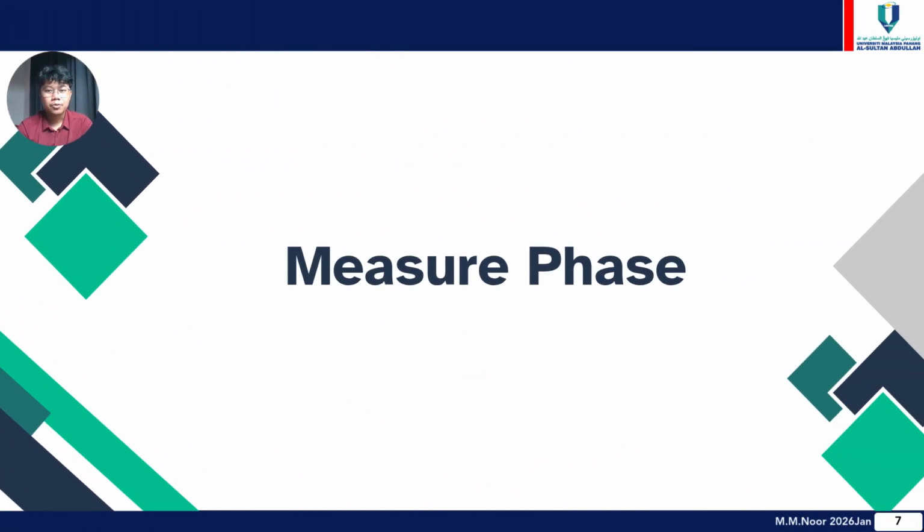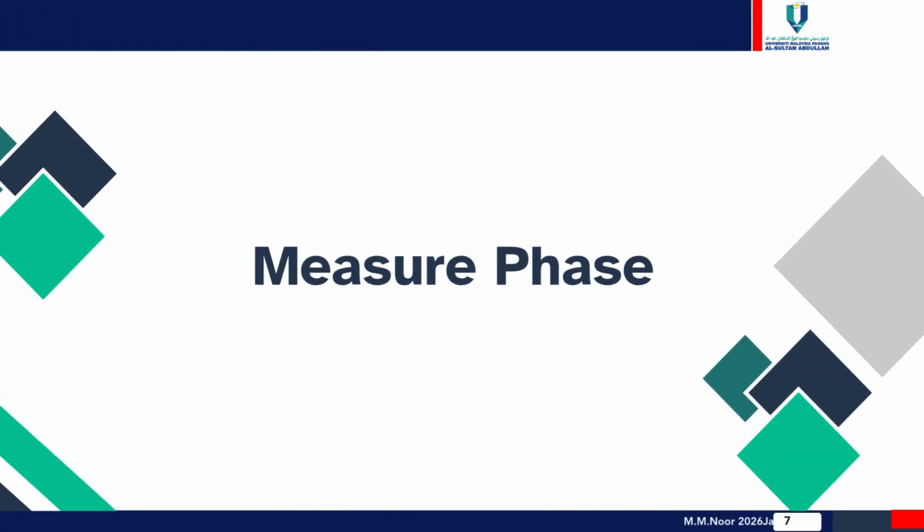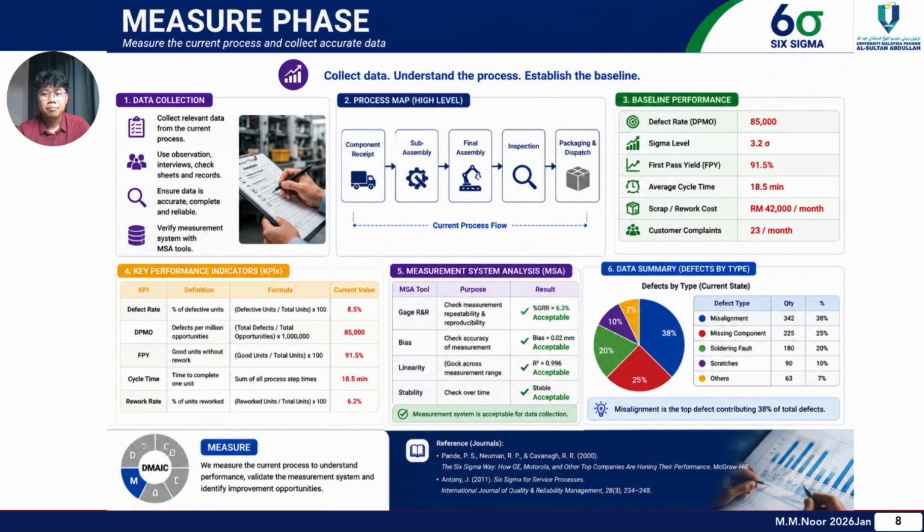Okay, next we move to the second phase, which is measure. The next step is to measure the current performance. Okay, let's take a look at the data collection. The first activity is to collect reliable data gathered using observation, check sheets, interviews, and historical records. Accurate data is essential because incorrect data can lead to incorrect decisions.